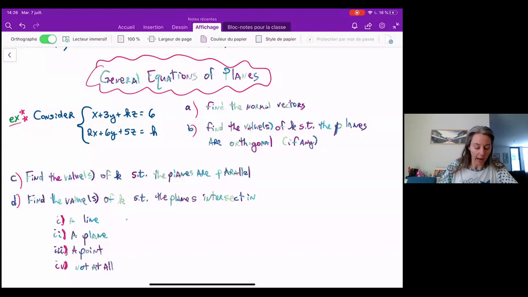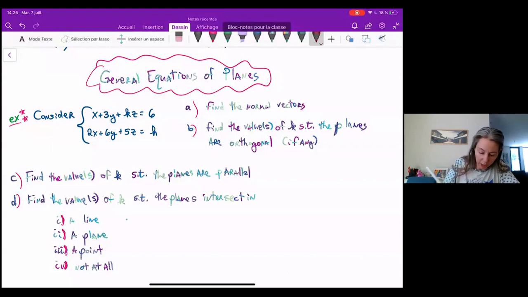So the first thing we're asked here is we have a system of two planes. So I'm going to name these planes. We'll call this one plane 1, and this one plane 2. And the first thing that we want to do is find the normal vectors of these planes. So that is the most straightforward thing.